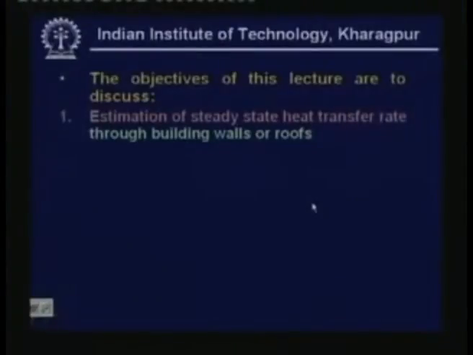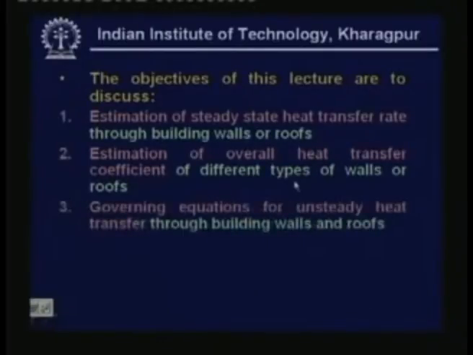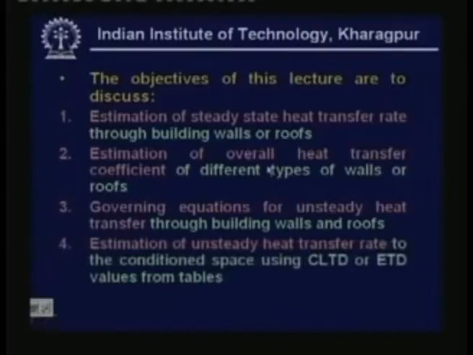Welcome back. The objectives of this particular lecture are to discuss estimation of steady state heat transfer rate through building walls or roofs, discuss estimation of overall heat transfer coefficient of different types of walls and roofs, and then discuss governing equations for unsteady state heat transfer through building walls and roofs, and finally estimation of unsteady heat transfer rate to the conditioned space using CLTD or ETD values from tables.